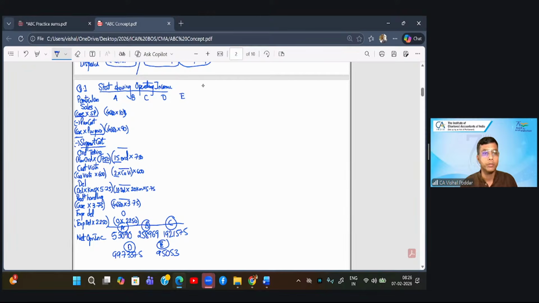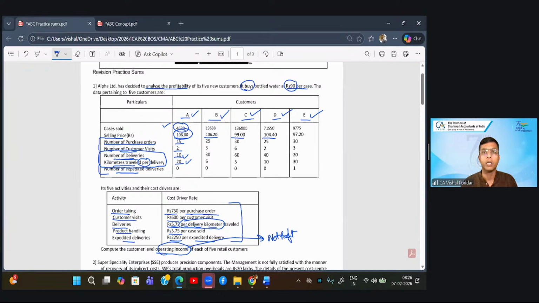Okay. Diksha, you are asking from where 90 comes from? 90 has come from the very first line of the question. Please read. Question reading is the key. It buys the bottled water at 90 per case. So the purchase cost is 90, which is common. See, this happens in reality. You have different types of customers. As I gave you example, some are small customers, some are large customers.